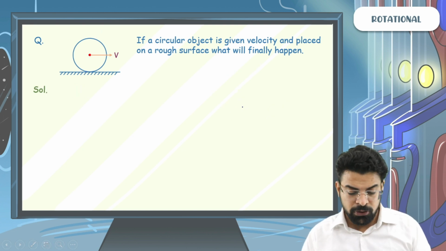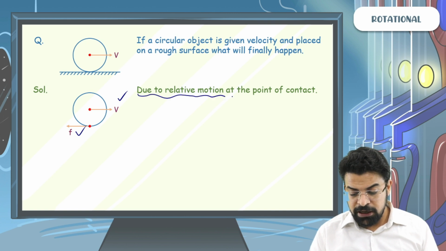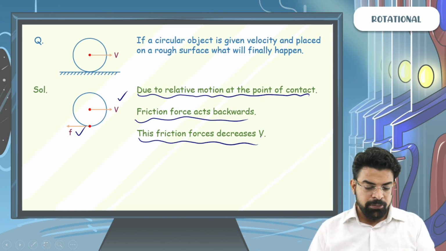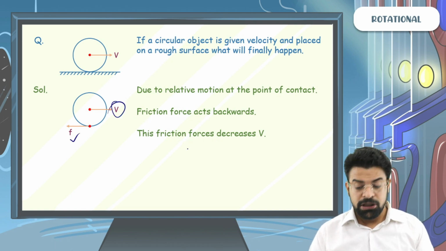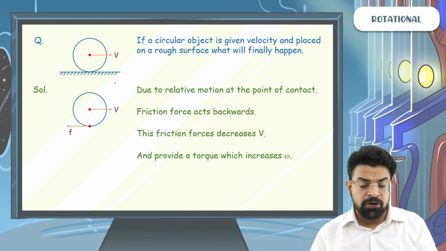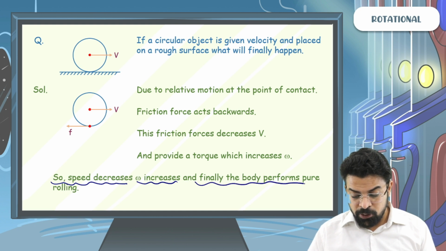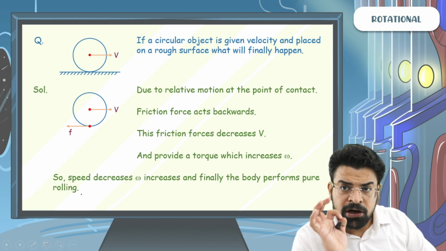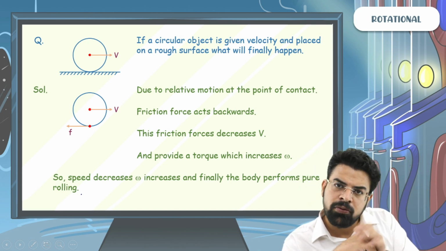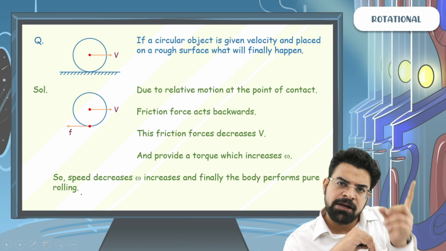So the velocity is forward, the friction force will be backward. Due to relative motion at the point of contact, the friction force acts backward. The friction force decreases the v because it is in the direction opposite to the velocity, and provides a torque which increases clockwise angular velocity. So the speed decreases, omega increases, and finally the body performs pure rolling. So what we have learned just now: if you take a circular body, just provided omega, and place it on a rough surface, finally it will do pure rolling. If you provide it just velocity and place it on a rough surface, it will finally again do pure rolling.